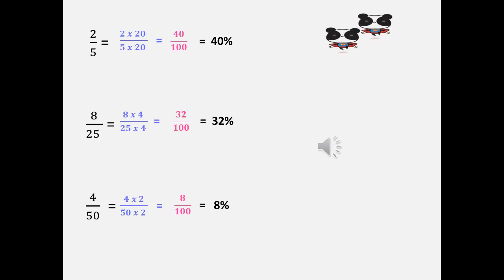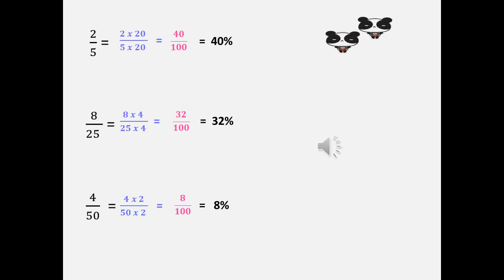Yes. To convert 5 into 100, you will multiply by 20. Excellent. What you multiply on top, you multiply on the bottom. So 2 times 20, 5 times 20, it will be 40 out of 100. Now it's so easy to convert this fraction into a percent. How? Excellent, it will be 40%.